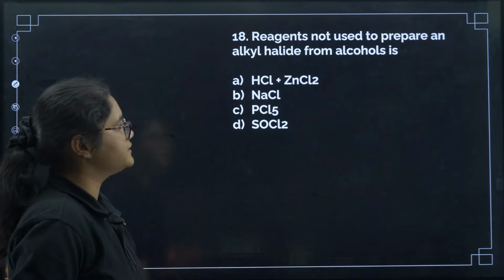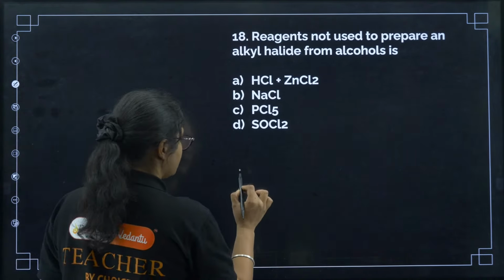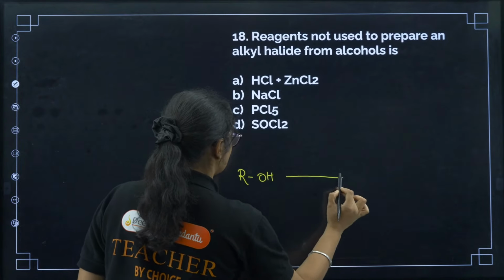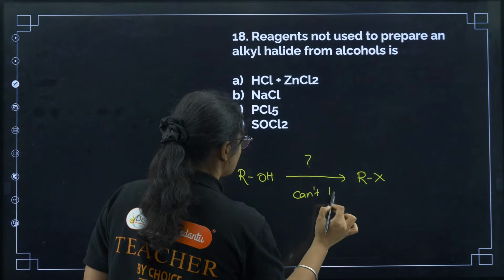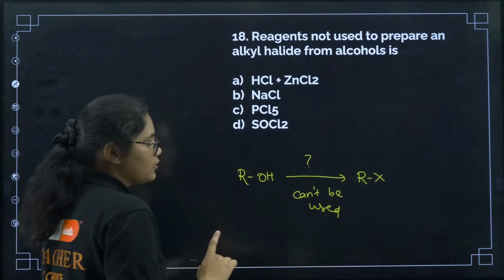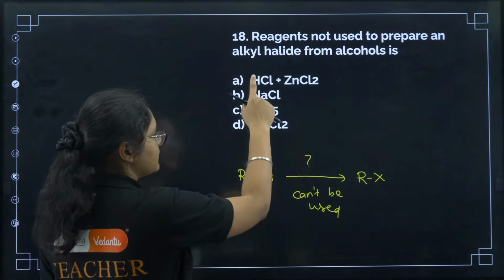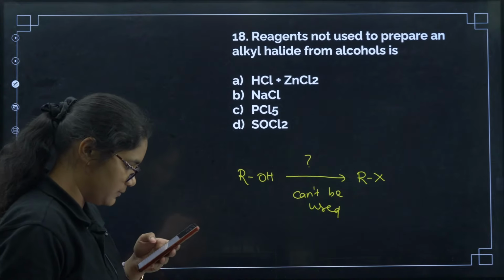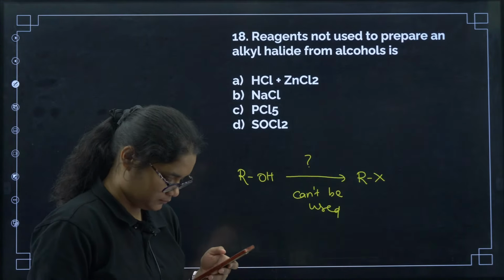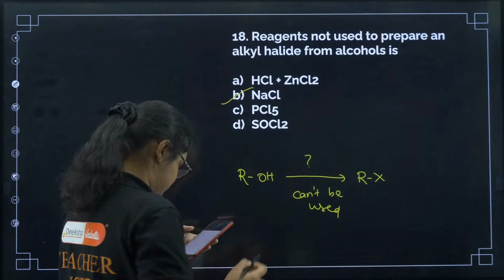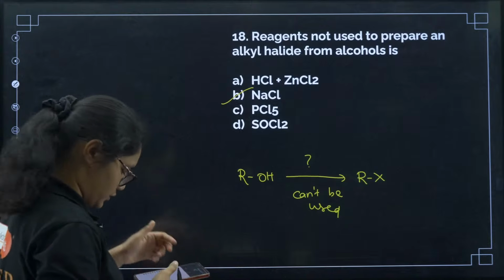Next question. Which reagent is not used to prepare an alkyl halide from alcohol? So you have to prepare alkyl halide from alcohol. Which of the reagents cannot be used? From alcohols to alkyl halide, there were 6 methods of preparation we saw, right? So which of them cannot be used? You have to tell me. Yes, NaCl is correct. Here Pradeep has already answered. These all things can be used, this one we cannot use, okay?